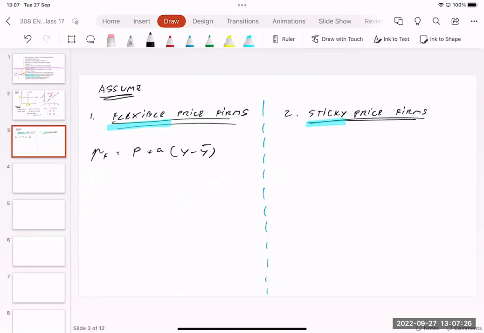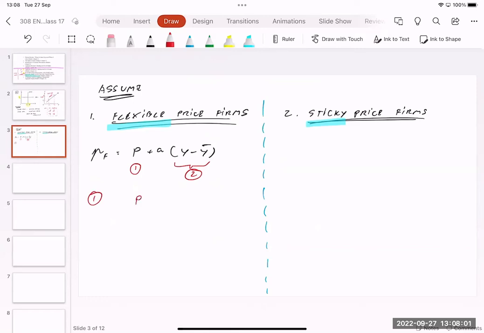Big P is the price level for the whole economy, and Y is GDP, of course. Y bar is GDP at the full employment level. You learned it before. From this equation, you can see there are two factors that affect the price of these firms. Factor number one is big P. Factor number two is the bracket Y minus Y bar. Starting with the first factor, the price level.